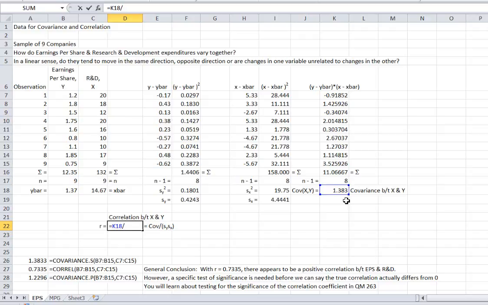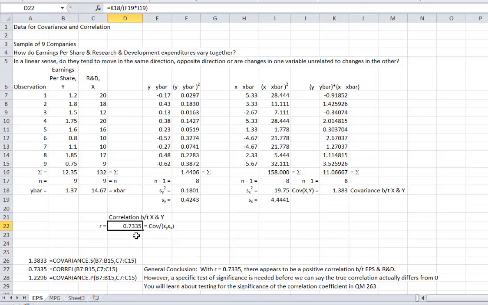So what we do then is we take that value and we divide by the standard deviations, SY times SX, and now we have something that we can look at and have some idea of the strength of the linear relationship. So it's positive, obviously, and 0.73.